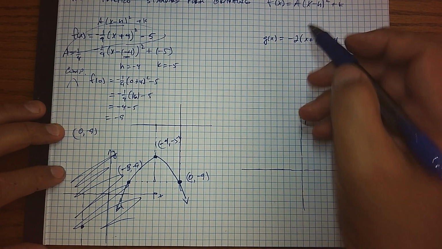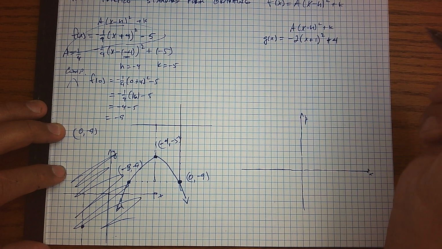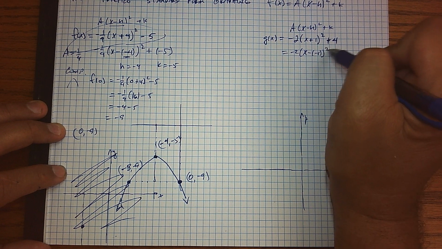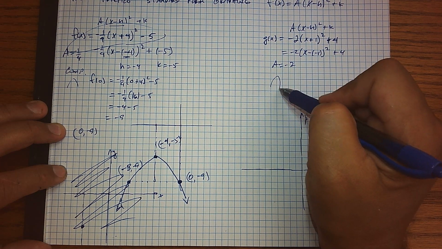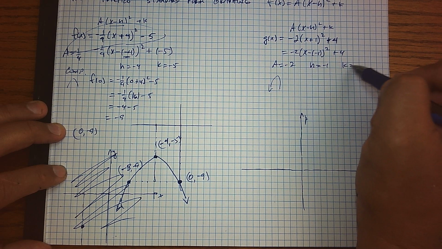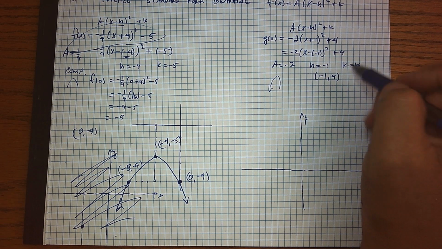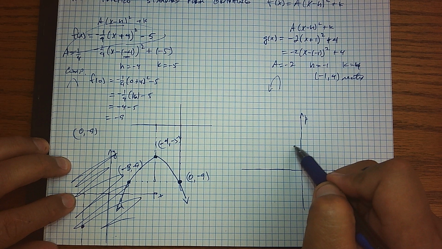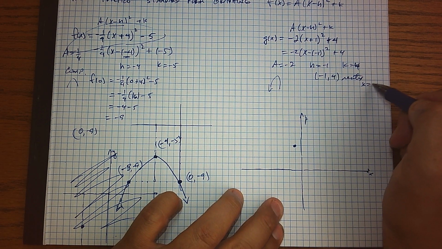Next graph, again, let me rewrite the form right above it. And if we rewrite stuff, we have -2 times x minus -1, squared, plus 4. So it looks like A is -2. So again, we're going to be a little skinny going down. It looks like H is -1, and it looks like K is 4. So my vertex is sitting at -1, 4. Okay, so there's my vertex. And of course, my axis of symmetry is the line x equals -1.